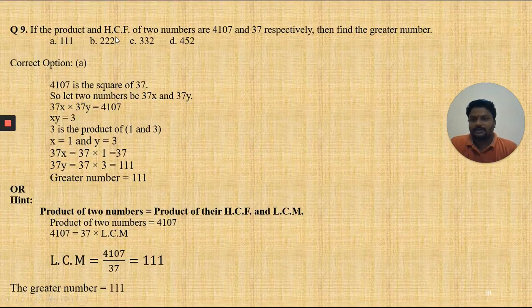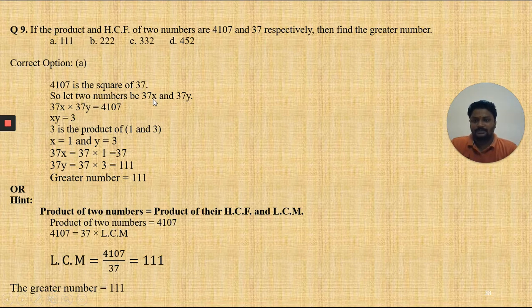Next problem: the product and HCF of two numbers are 4,107 and 37 respectively. Then find the greater number, giving four options. So, 4,107 is the square of 37.